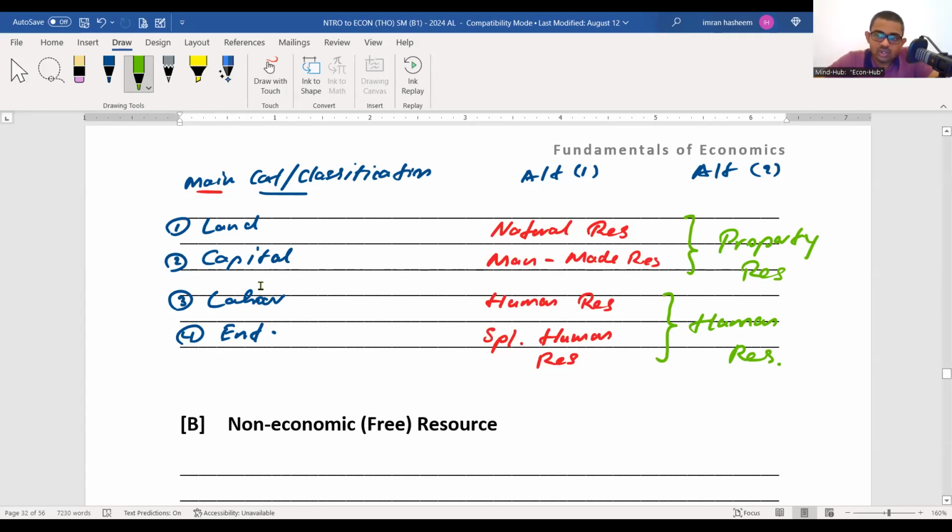So in the exam, when you're asked to define and then classify economic resources, mainly your answer should say land, capital, labor, entrepreneurship. That's enough. But you should know in MCQ questions, in another situation, alternatively, we can categorize or classify economic resources as natural, man-made, human and special human resource, or property resources and human resources. So all these things are good to know.